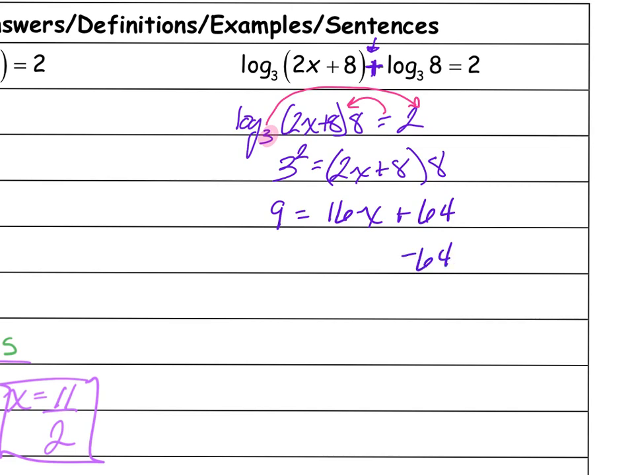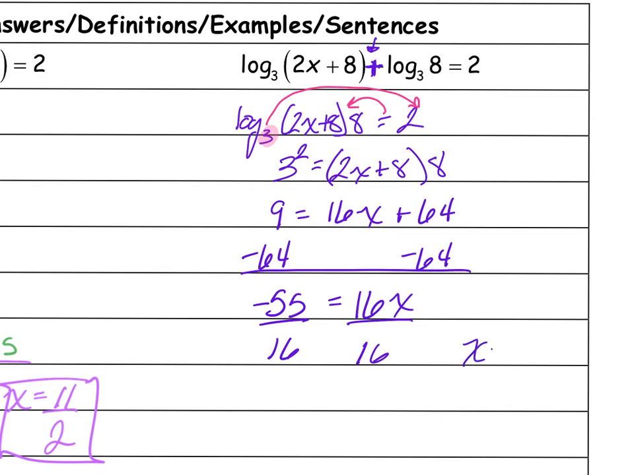Subtract 64. And that would give me negative 55 equals 16x. Divide by 16. So x is going to equal negative 55 divided by 16. And there we go. Good job.